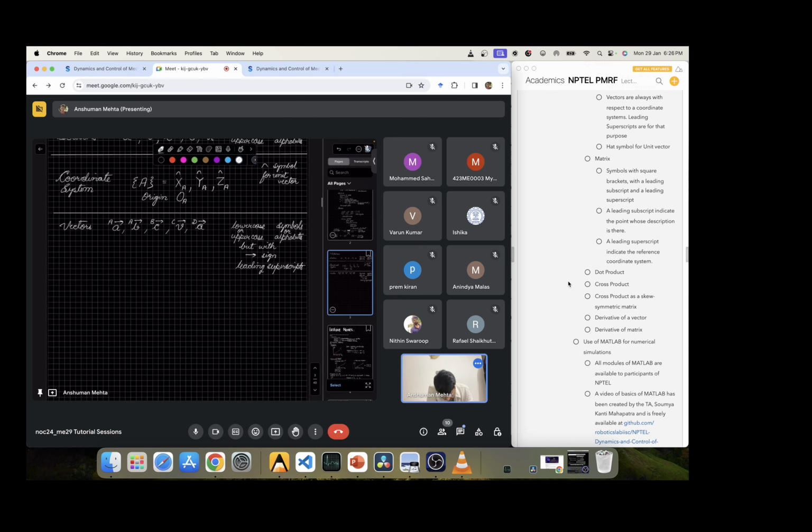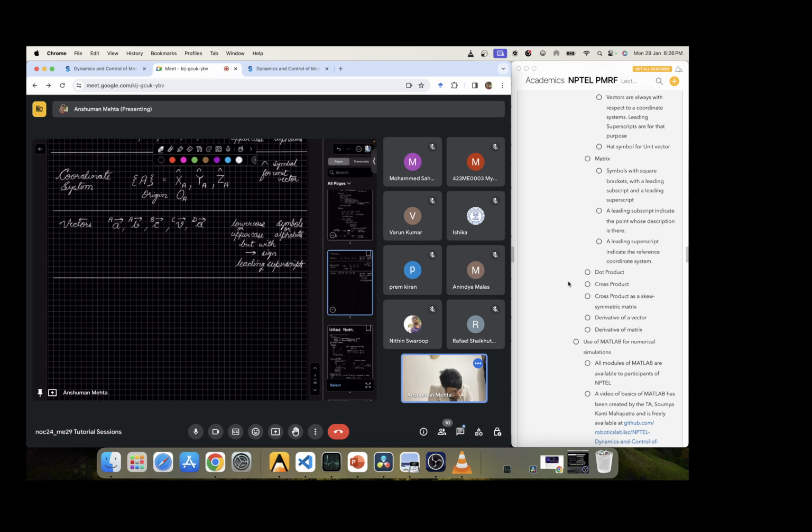Now next is matrix. Matrices are shown by capital symbols with square brackets. This is the symbol with the square bracket, for example A, B, C.